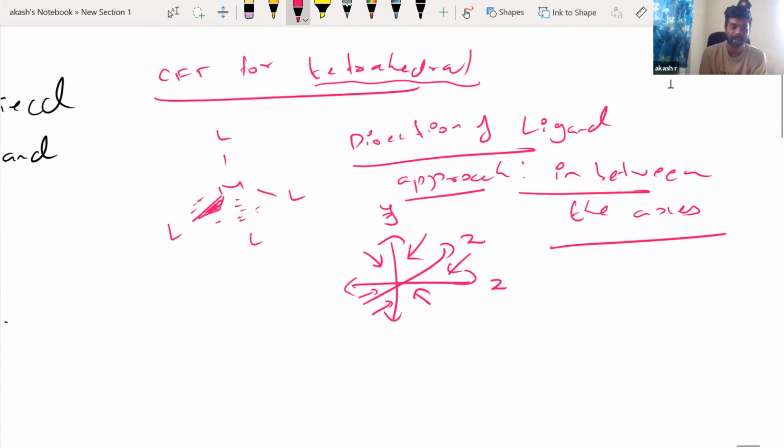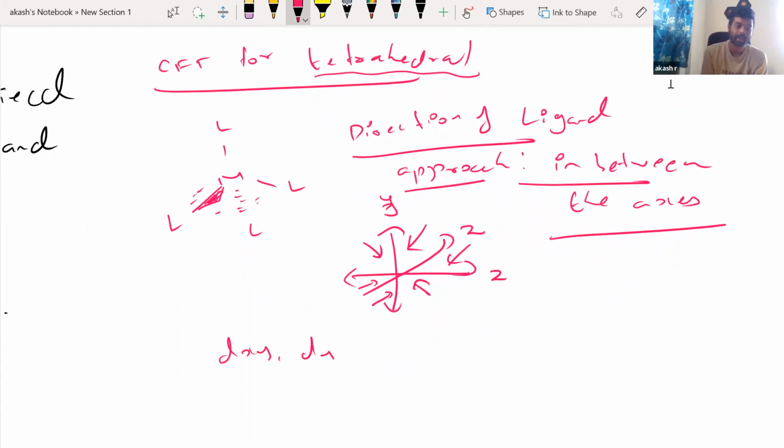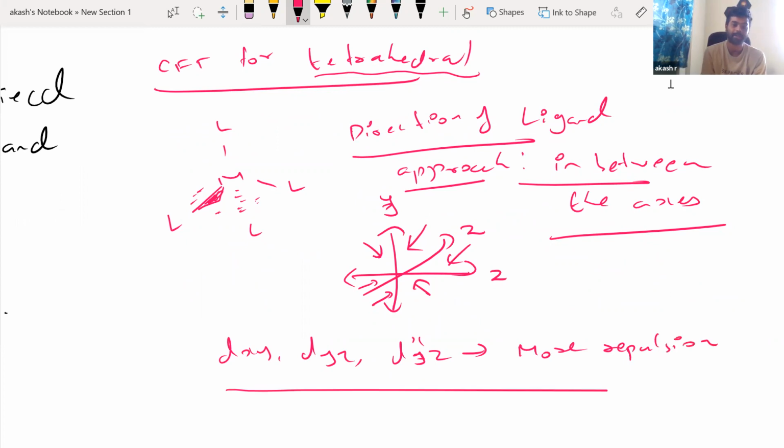So can I tell that the dxy, dyz, and dxz will suffer more repulsion? Does anybody have any objection to this point? Is everybody okay with this? Right, obviously. Because these are the d orbitals which have lobes pointed in between the axes, and the direction of ligand approach is also in the same direction. So definitely they will suffer more repulsion.